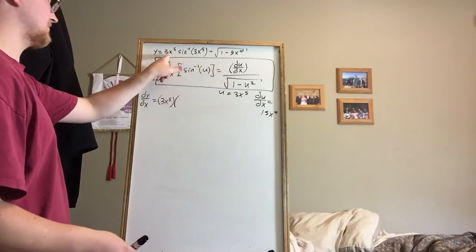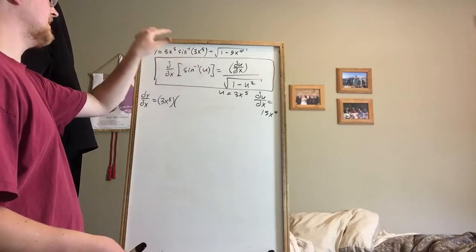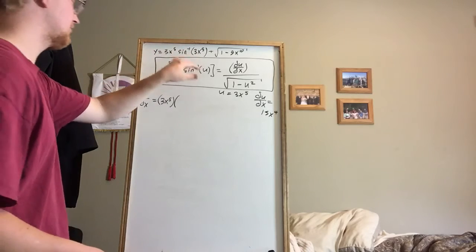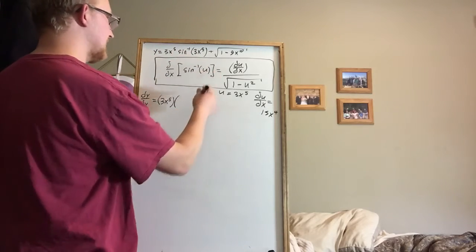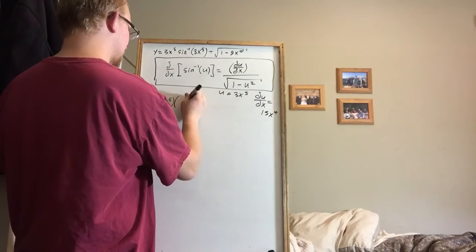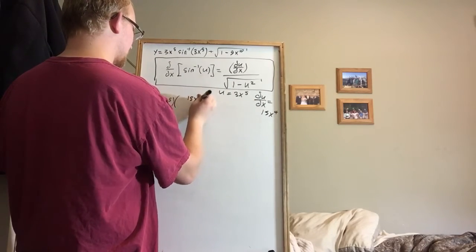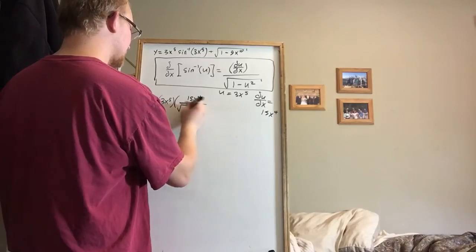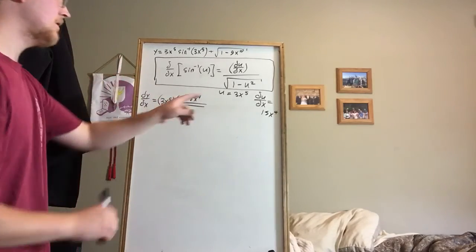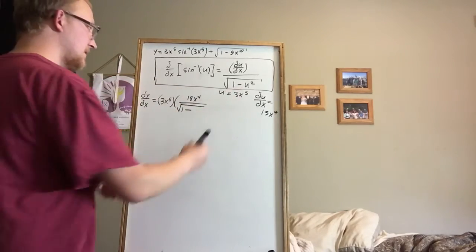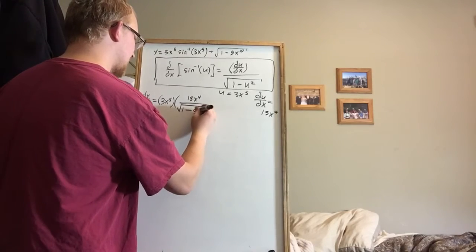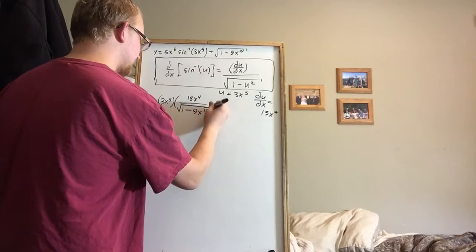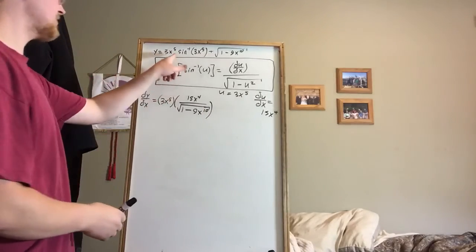So first, which is 3x to the fifth, times the second, which is the derivative of the arcsine of 3x to the fifth, is going to equal du dx, which is 15x to the 4, divided by the square root of 1 minus u squared. Well, u is 3x to the fifth, so u squared is going to be 9x to the 10th. So that's the first part of the product rule.